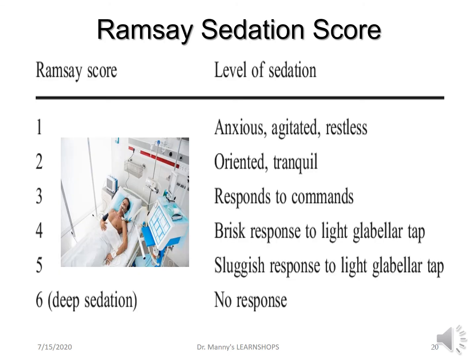How do we know that a patient is sedated? Well, we can use tools such as the Ramsay sedation score, with the objective being a level 2 or 3, typically 3. Resting comfortably, eyes closed, but responds to verbal commands, instructions.